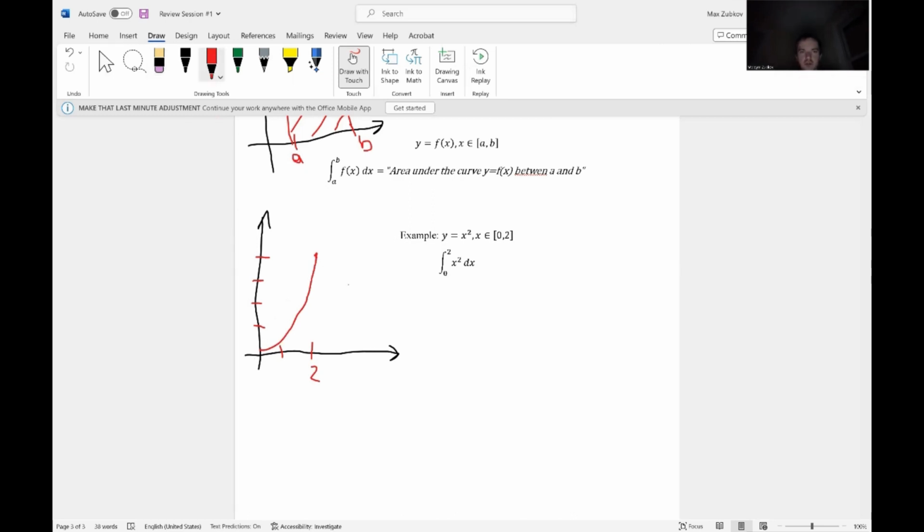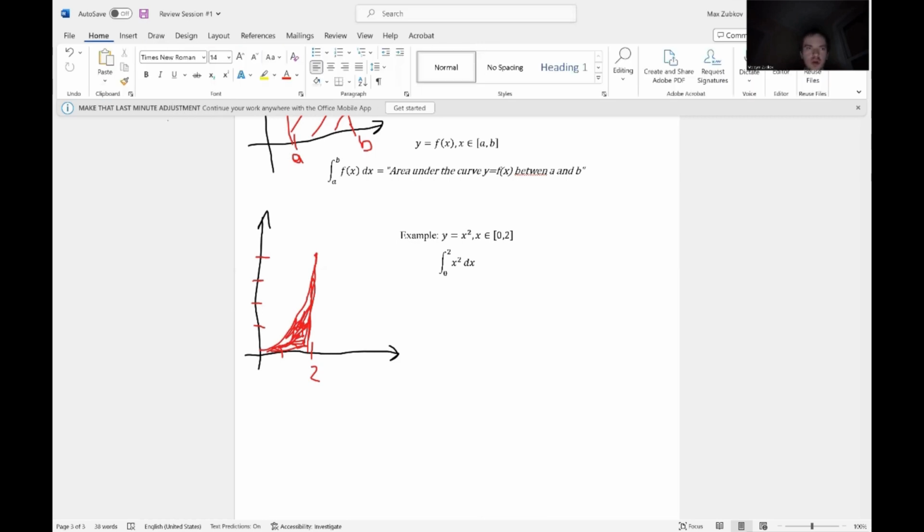So the meaning of the integral between 0 and 2 of x squared is going to be exactly this area over here. If I want to sketch this area, I'm going to have this. And if I want to evaluate the integral, then this, as you know, will equal x cubed over 3 between 0 and 2, which is equal to 2 cubed over 3 minus 0 cubed over 3, which is equal to 8 over 3. So that means 8 over 3 is going to be that red area. This is one of those examples that you need to keep in mind.